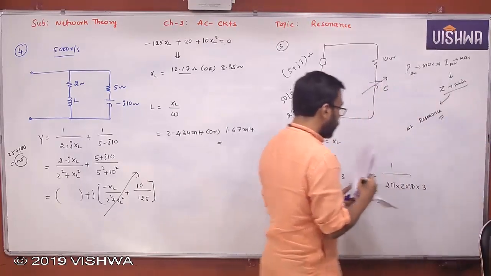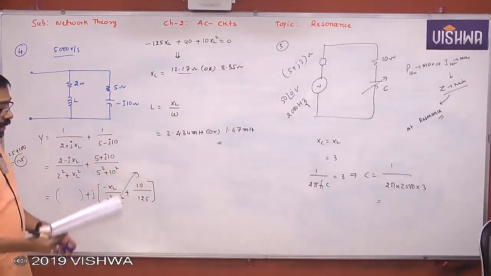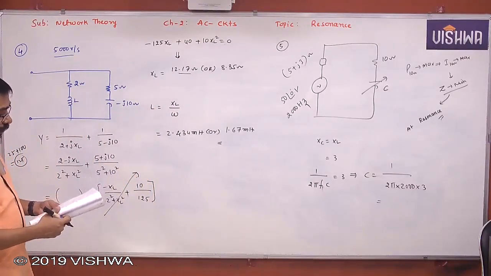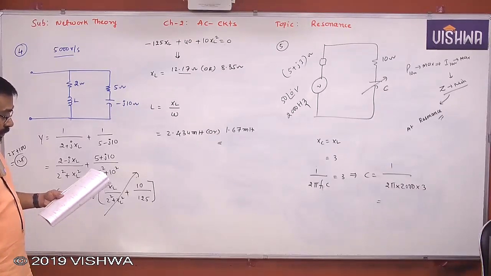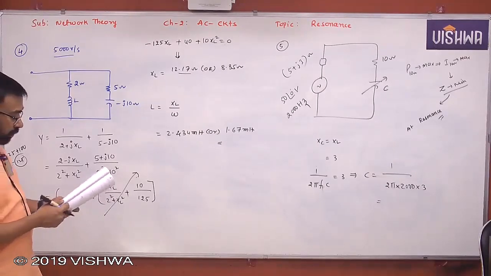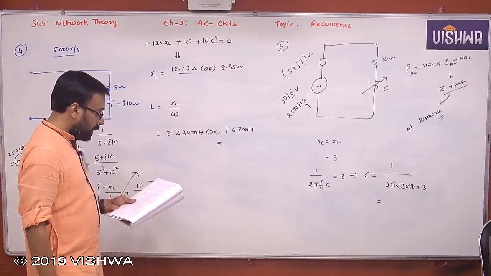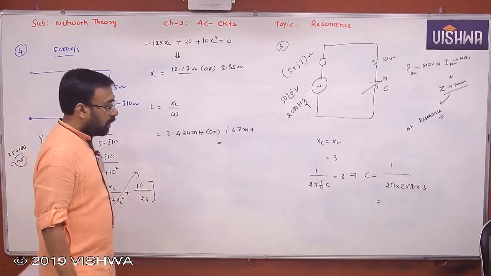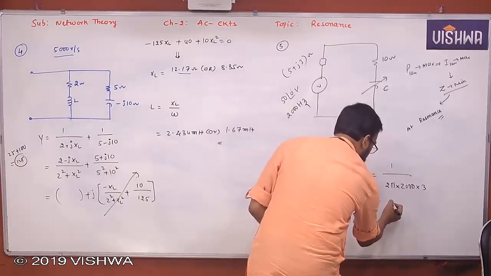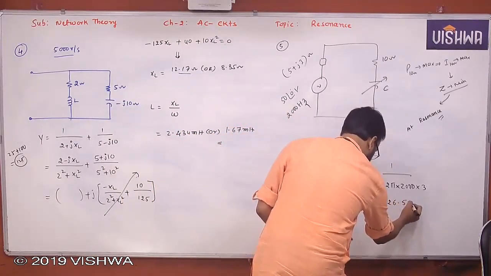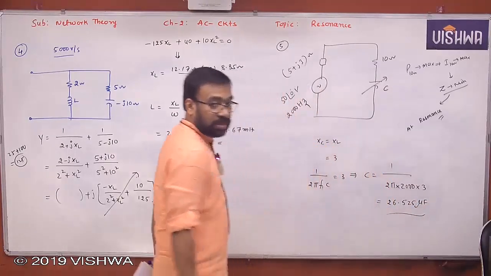I'll give you the answer directly here. C is equal to... XL is equal to XC, or XC is equal to XL. XC is equal to 3 ohm. And you have that C value, 26.525 microfarad. This is what your answer is supposed to be. Okay.